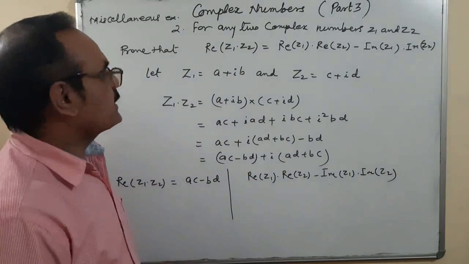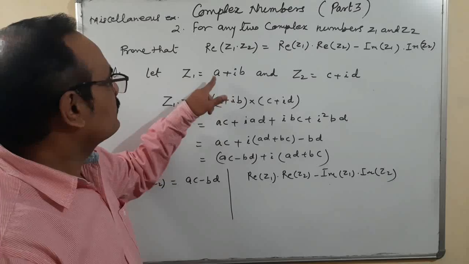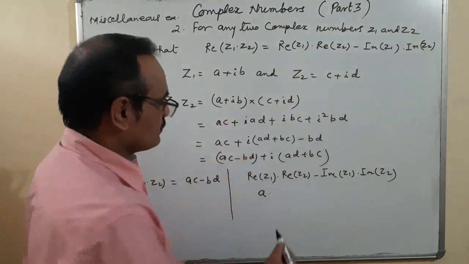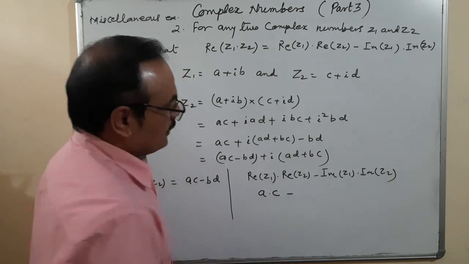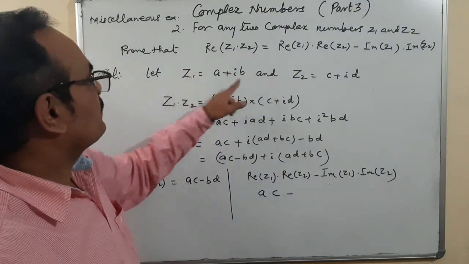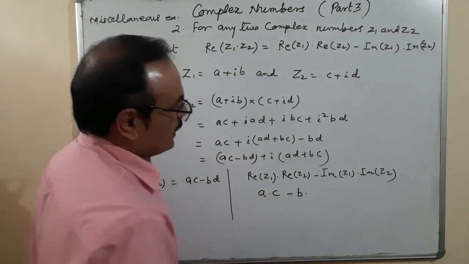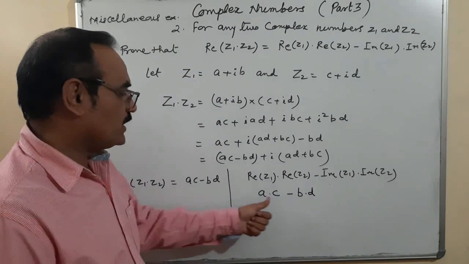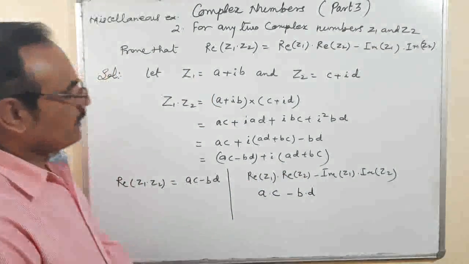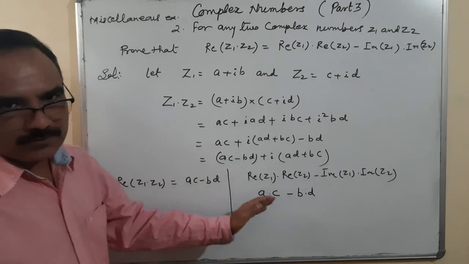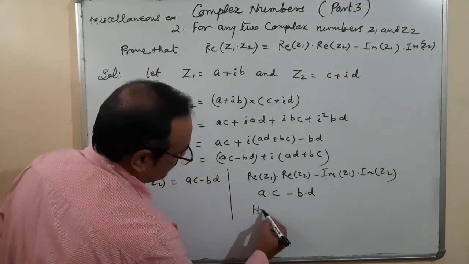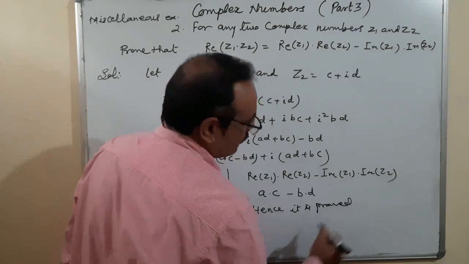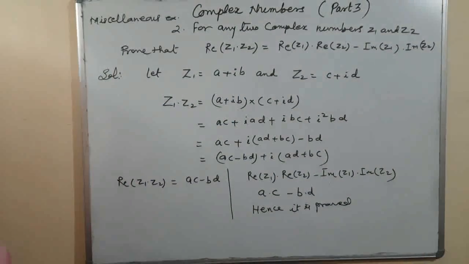Real Z1. Where is the Z1? This is Z1. What is the real part? A. Real part of Z2? C. Minus imaginary of Z1, this is Z1, its imaginary part is B. And imaginary of Z2 is D. And what is this? AC minus BD is equal to AC minus BD. Hence, it is proved. Okay? Clear?